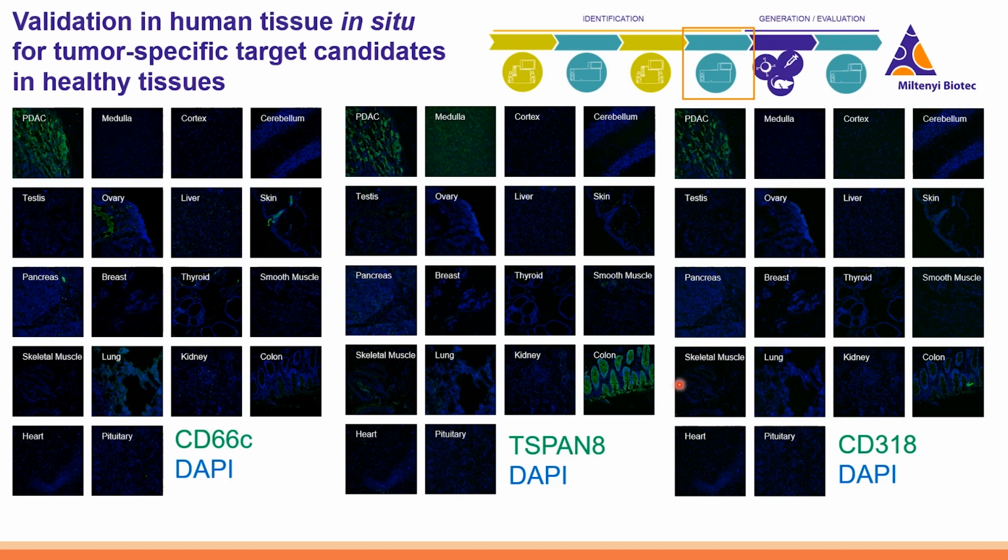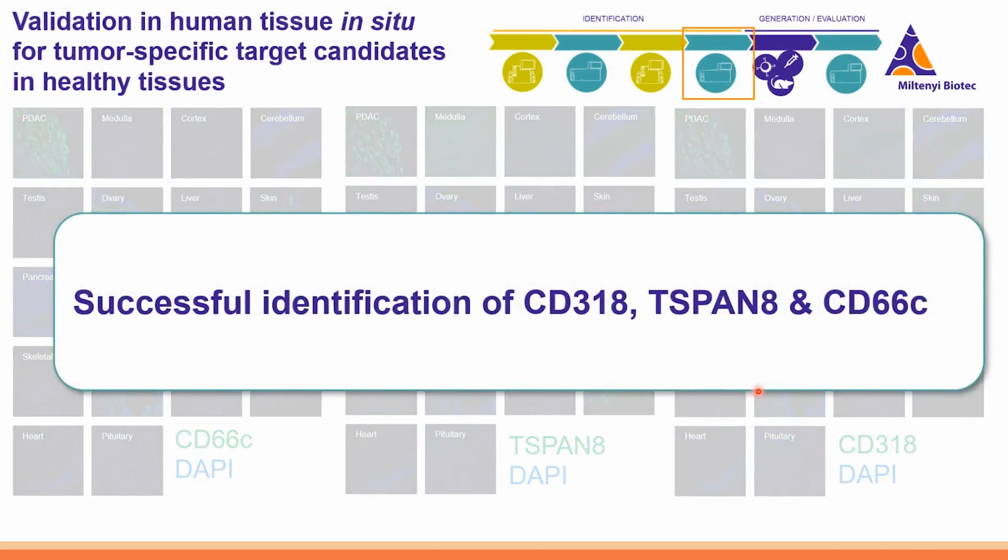However, because CD318 and CD66 do not display expression in colon, TSPAN8 can still be used in a combinatorial approach. Overall, the use of the Maxima imaging platform helped to ensure that the selected CAR T were tumor specific and safe for further evaluation.